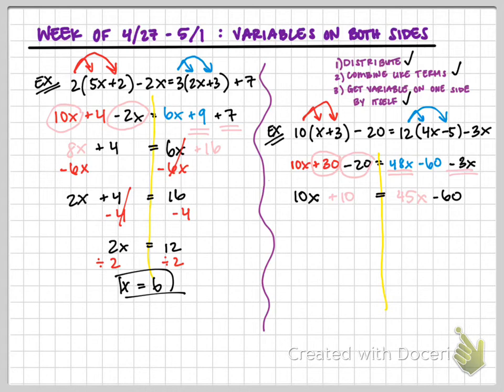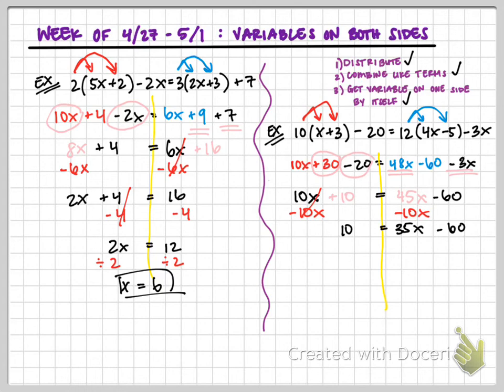After combining like terms, get the variable on one side. Check to see which side has the greater number. So 45x is bigger than 10x. Let me cancel the 10x then. So minus 10x, whatever I do to one side, do to the other. That cancels. I will drop down the positive 10. 45x minus 10x gives me 35x. And then I drop down the negative 60.